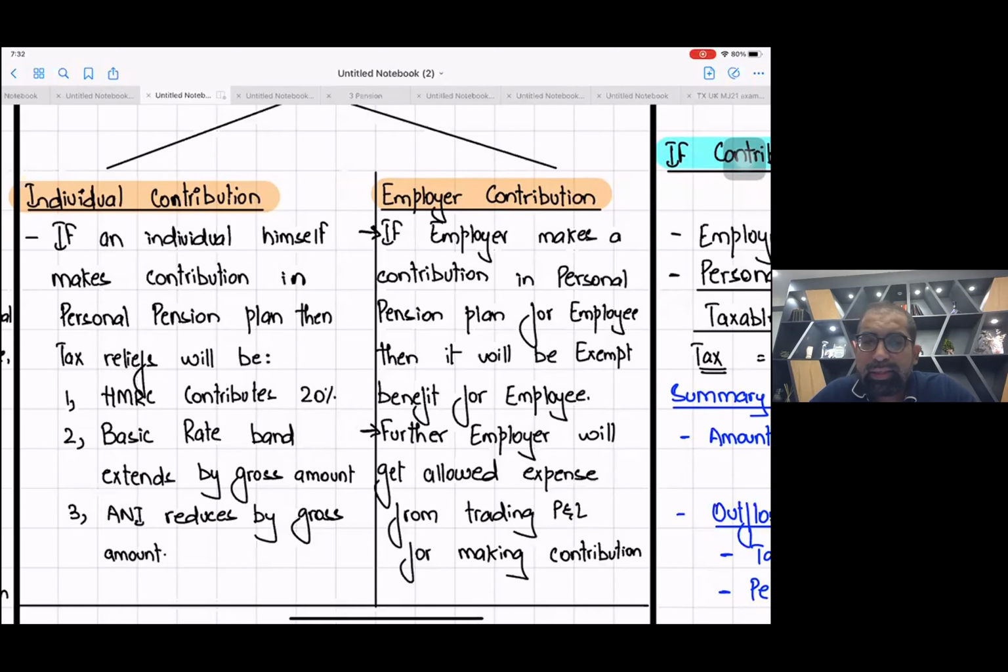Now, what happens when your employer contributes in personal pension contribution of the employee? Same thing as we just discussed. For the employee it's an exempt benefit, but for the employer it's an allowed expense. It's an allowed expense from trading income P&L of the employer.